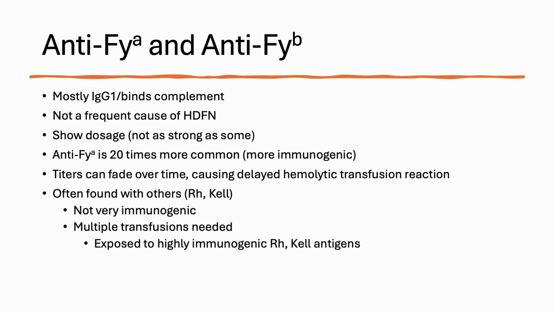So anti-Duffy A and Duffy B are often found alongside other antibodies, especially those of the Rh system and the Kell blood group systems, in patients that have received multiple transfusions. So because they've received those multiple transfusions, they're often exposed to a lot more highly immunogenic Rh and Kell antigens, and Duffy kind of just tags along. It's kind of rare to find the Duffy antibody in a specimen all by itself. So if you ever happen to notice that, it could be a good sign to just keep on looking. It's just not common to find it by itself.